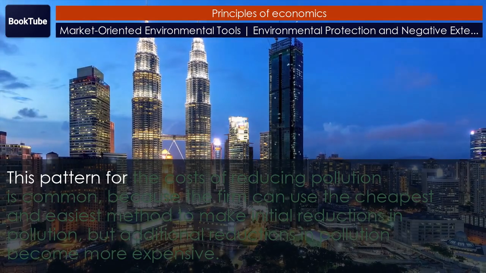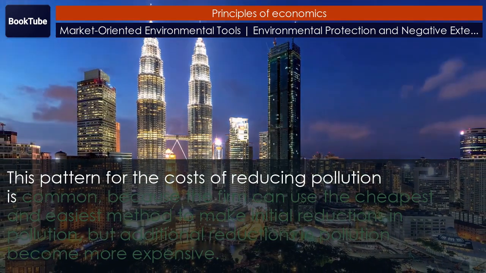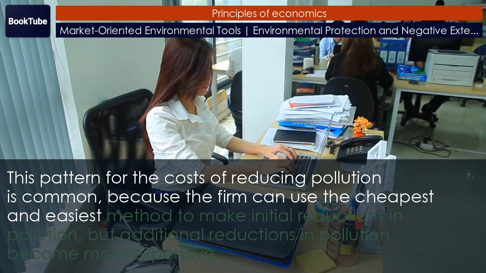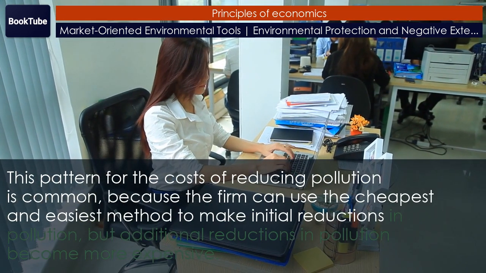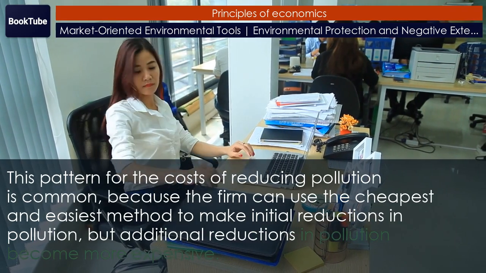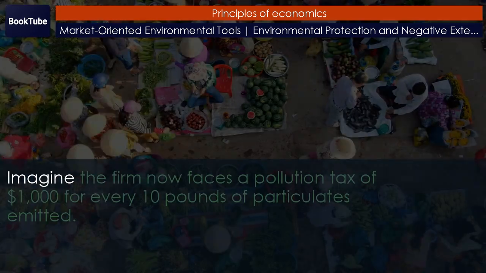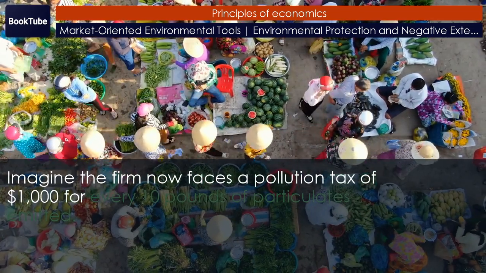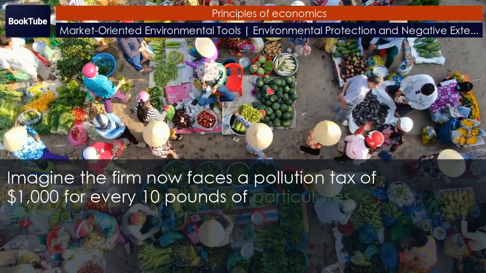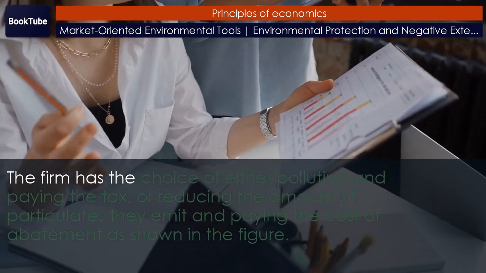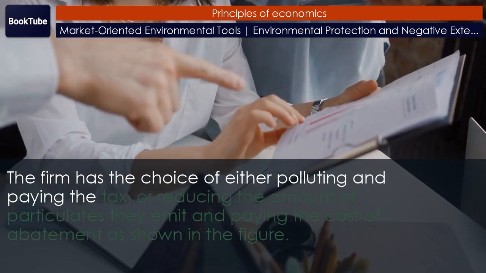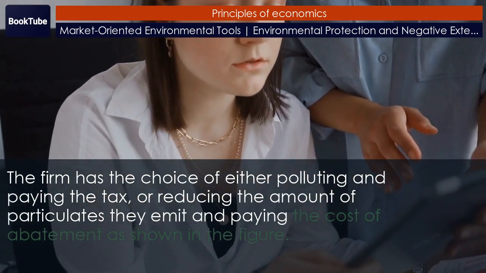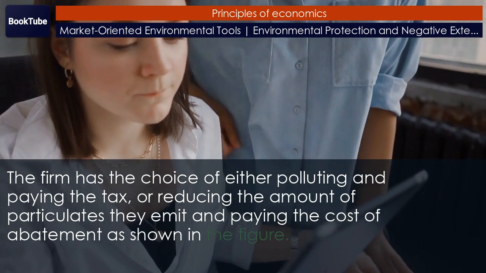This pattern for the costs of reducing pollution is common, because the firm can use the cheapest and easiest method to make initial reductions in pollution. But additional reductions in pollution become more expensive. Imagine the firm now faces a pollution tax of $1,000 for every 10 pounds of particulates emitted. The firm has the choice of either polluting and paying the tax, or reducing the amount of particulates they emit and paying the cost of abatement as shown in the figure.